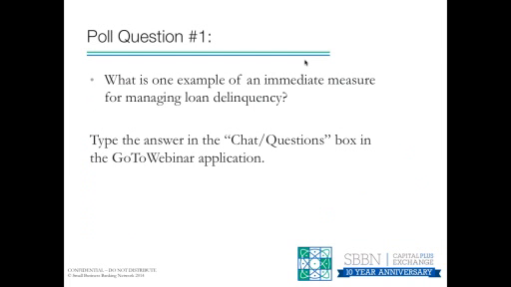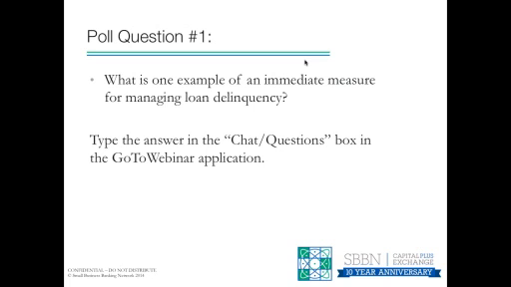All right, so just about 30 more seconds. And this could be in terms of any reporting that you're doing, any tools that you're using as an immediate measure for loan delinquency. Great. Okay, thanks so much.